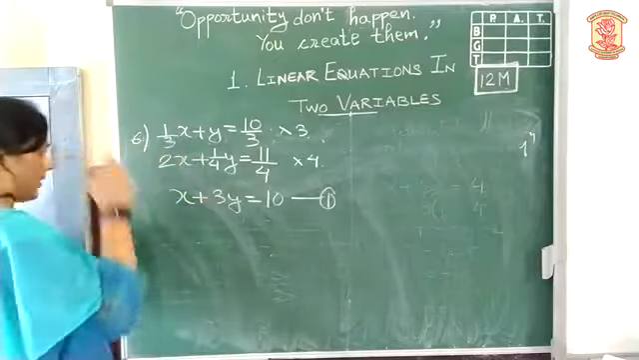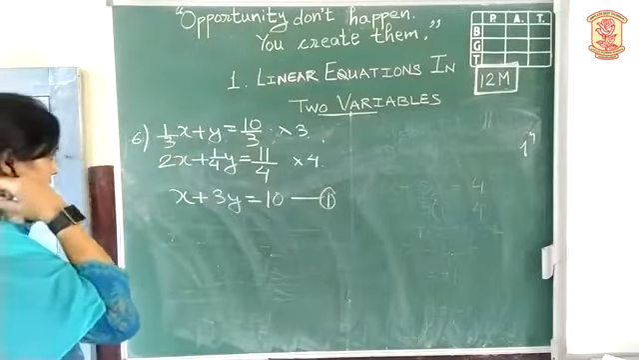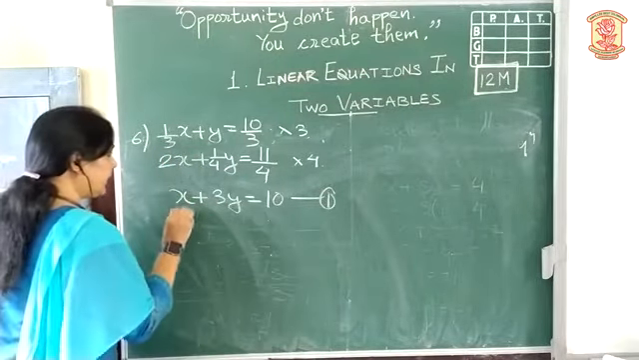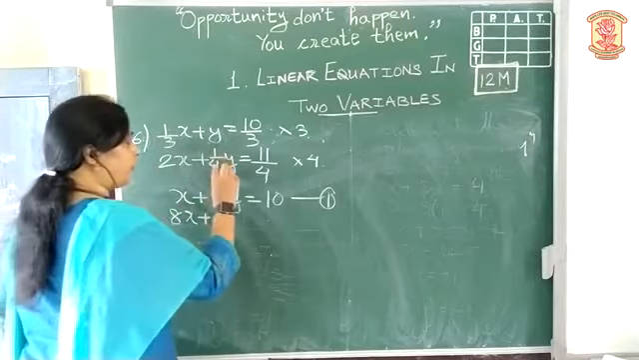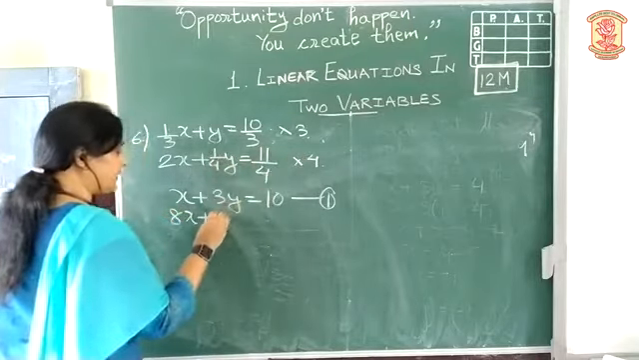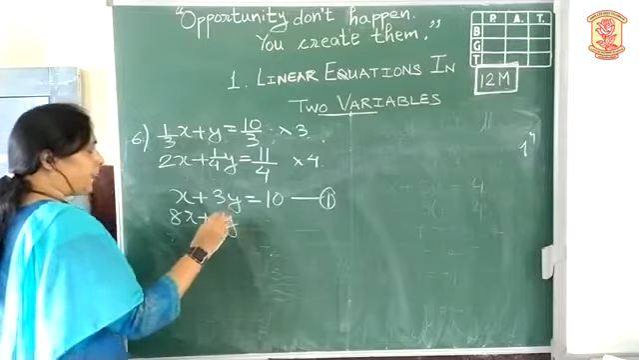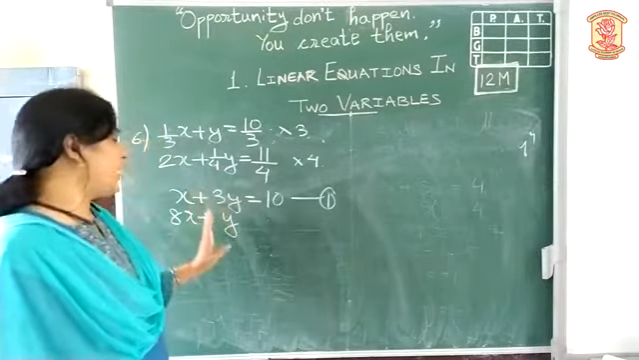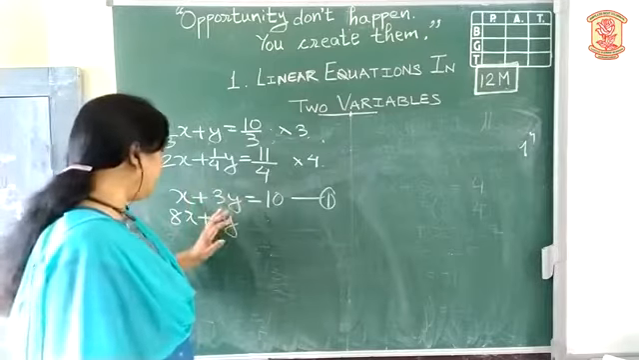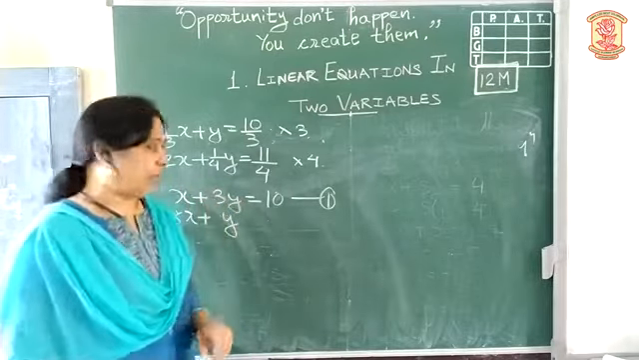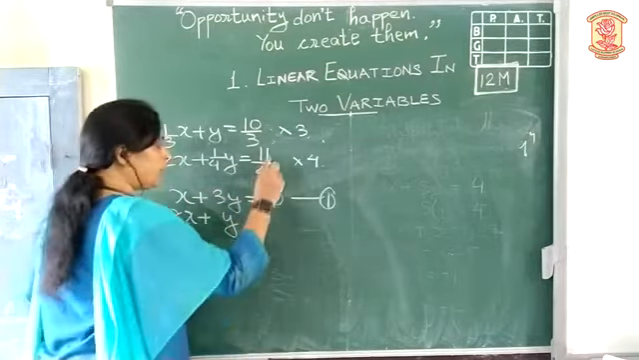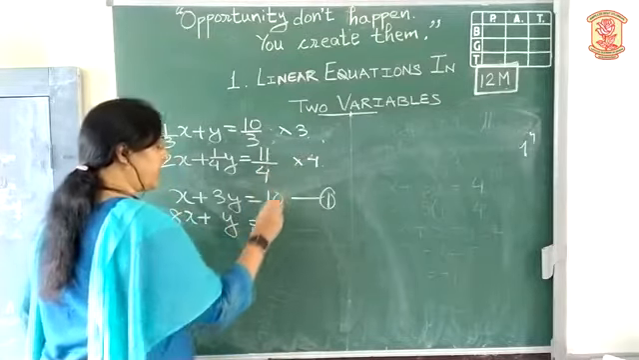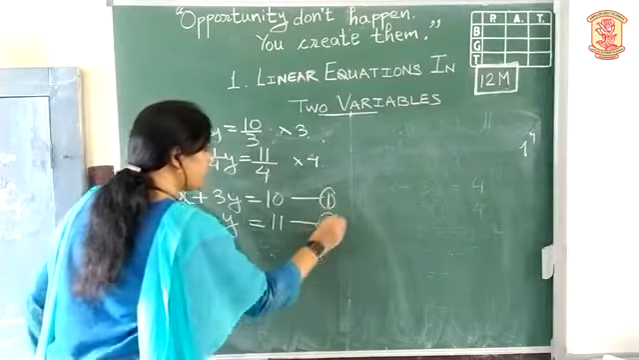And the second equation is 2 4s are 8, 8x plus 1 upon 4 into 4 gets cancelled, and it is 1y. Actually, whenever the coefficient is 1, we are not supposed to write it, it's understood. When we are not writing any coefficient, it means it is 1. Equals to 11 upon 4 into 4 gets cancelled, equals to 11. So this is the second one.